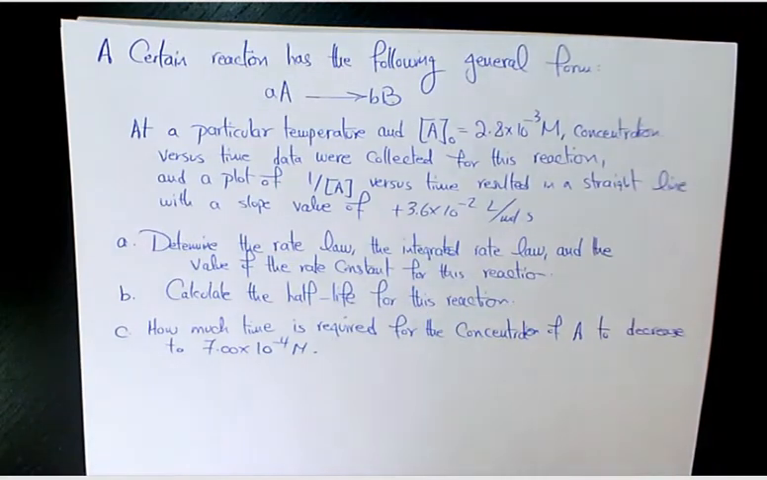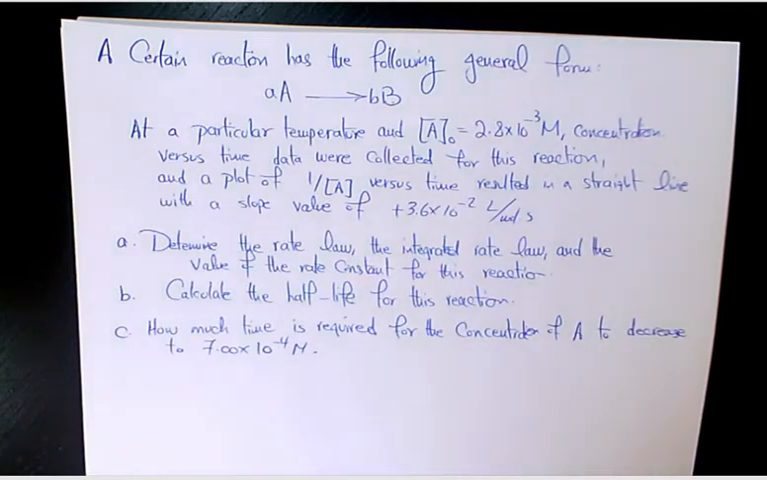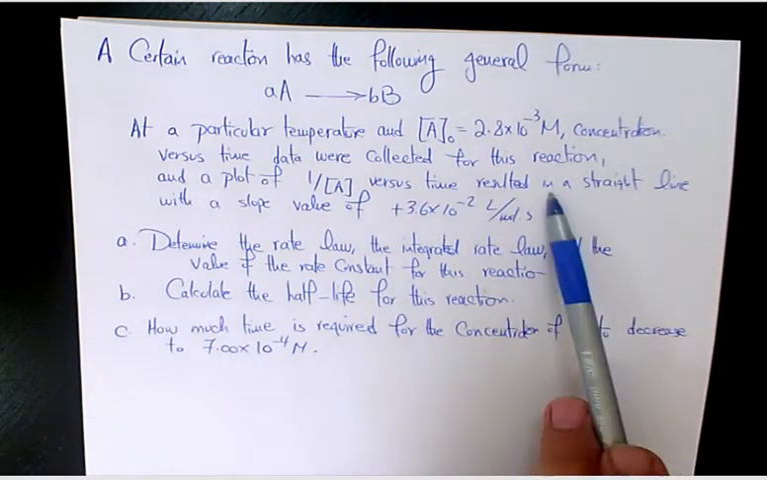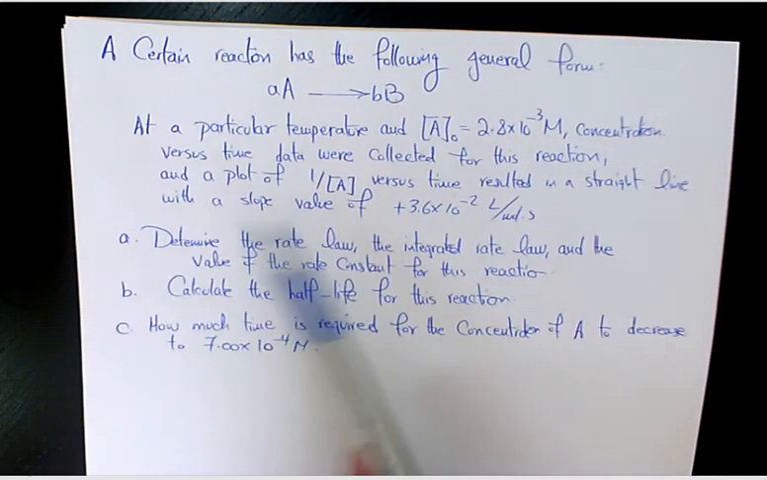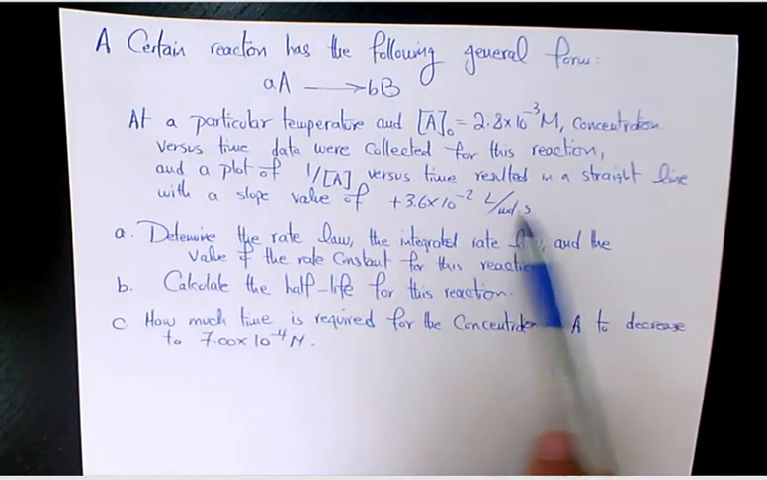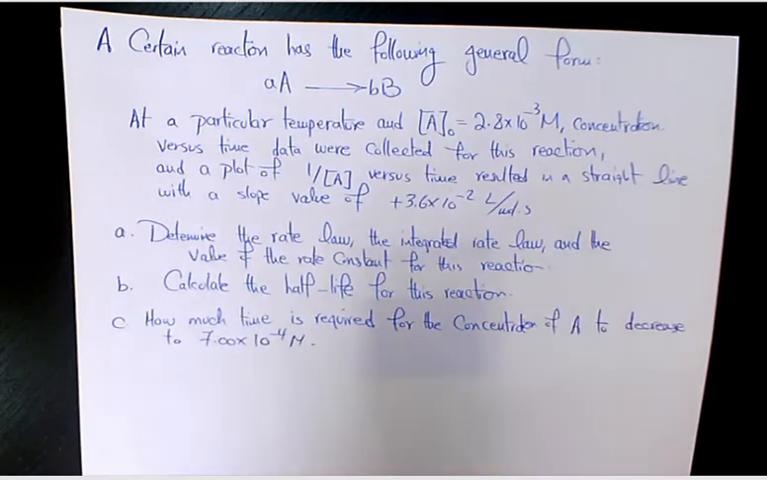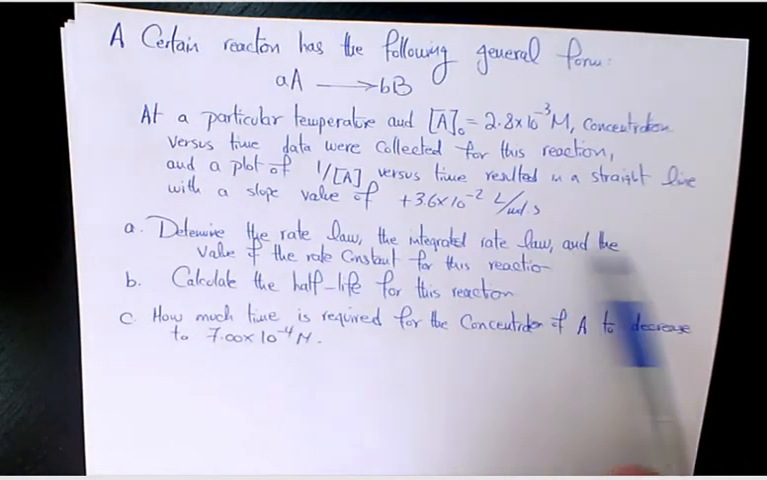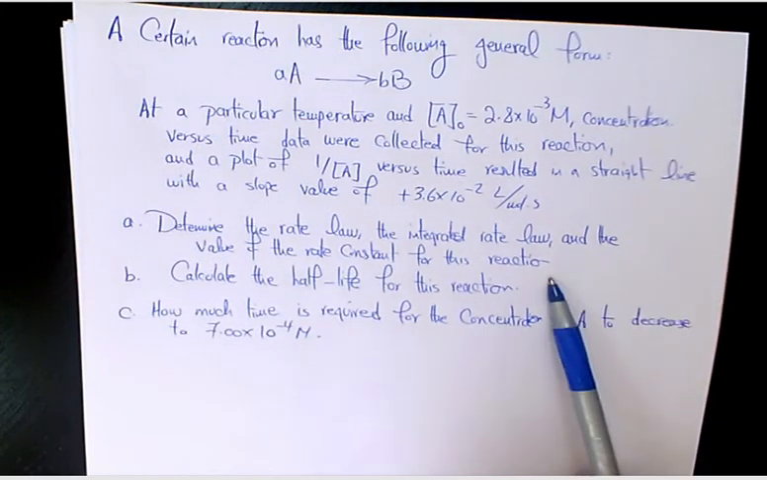A certain reaction has the following general form: aA gives bB at a particular temperature and initial concentration of 2.8 times 10 to the power of negative 3 molar concentration versus time. Data were collected for the reaction, and the plot of 1 over A versus time resulted in a straight line with the slope value of 3.6 times 10 to the power of negative 2 liter per mole per second. Determine the rate law, the integrated rate law, and the value of the rate constant for this reaction.